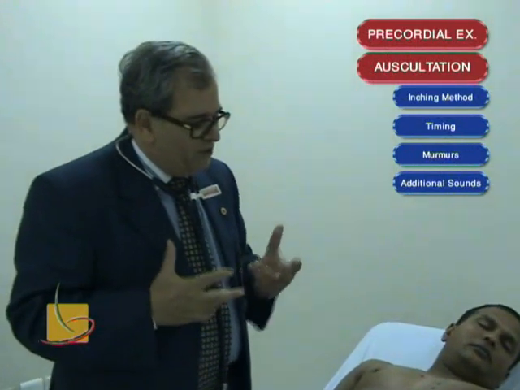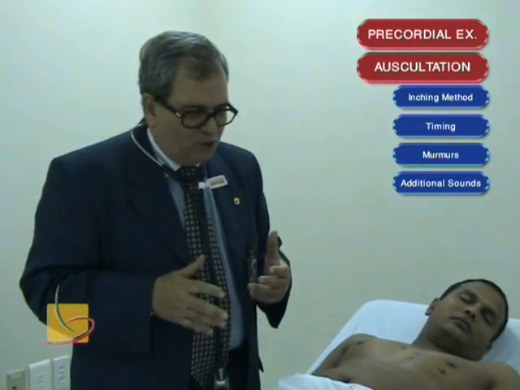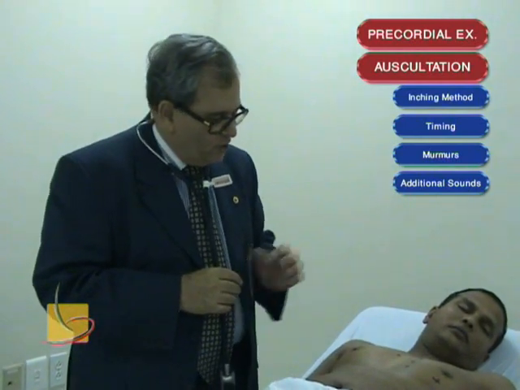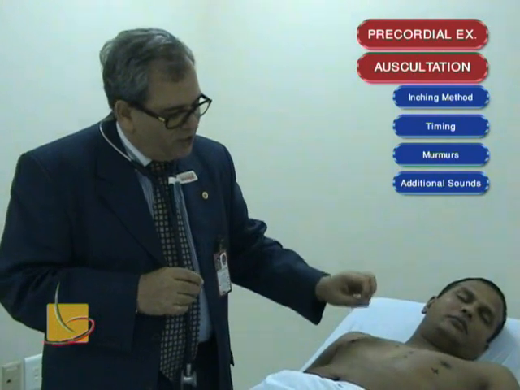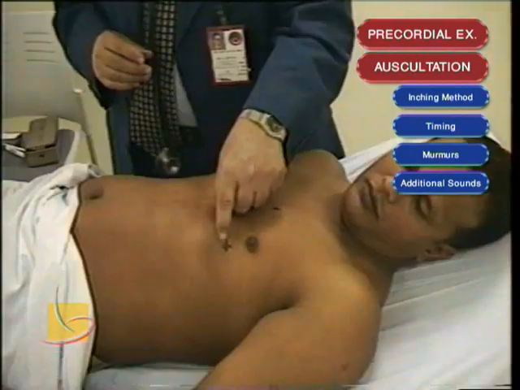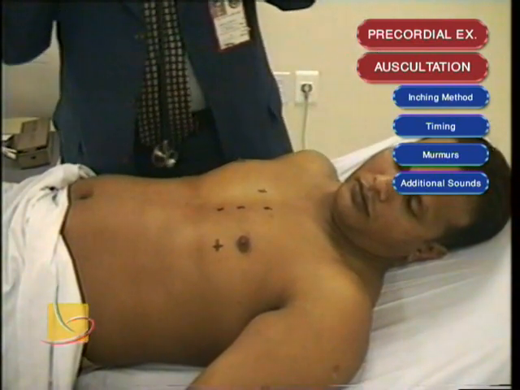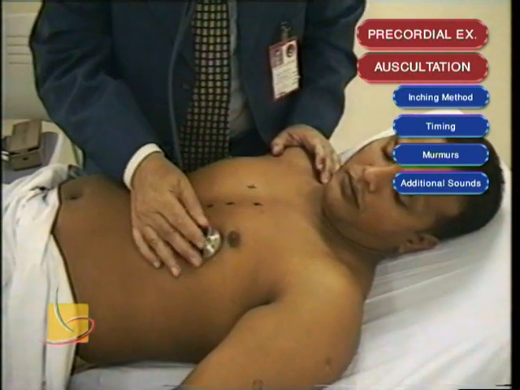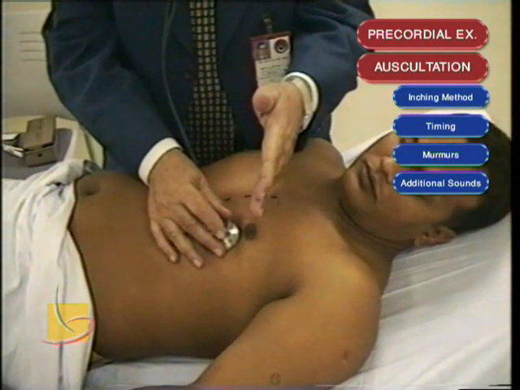To appreciate these murmurs well, both systolic and diastolic, or even the machinery murmur, you need timing with the carotid artery. So your thumb again is on the carotid artery, and you start area by area, and you will call this method, if you go through all the 5 areas, the inching method. Let us start with the mitral area, and we use the diaphragm to find if there is early systolic murmur or pan-systolic murmur.